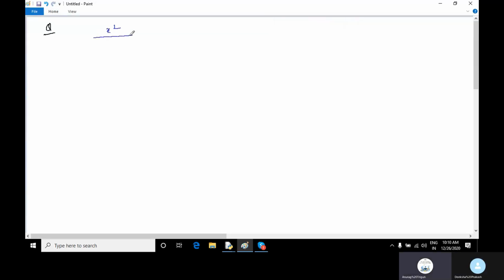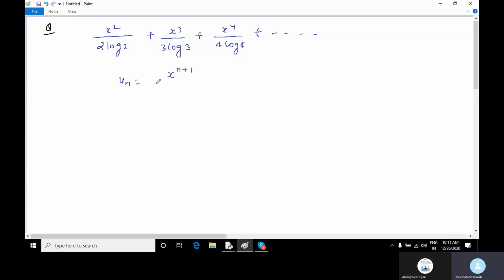Given here: x square divided by 2 log of 2, x to the power of 3 by 3 log of 3, x power 4 by 4 log of 4, and so on. So first you tell me the u n term. x power n plus 1 by n plus 1 log n plus 1.